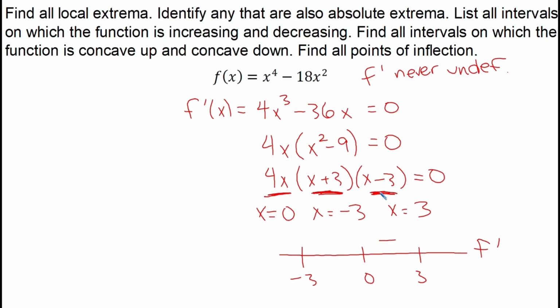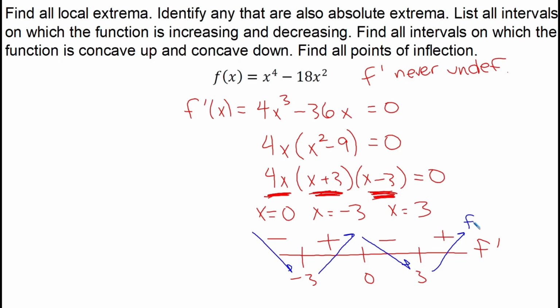If I plug something more than 3 in, like 1,000,000, I get 3 positives, right? All of those become positive. Something between 0 and negative 3, like negative 1, we get a negative for the 4x, but a positive for the x plus 3, and then another negative. So 2 negatives make a positive. And then something less than negative 3, like negative 1,000,000, they all become negative, and 3 negatives will be a negative. So we can see that our function decreases, increases, decreases, and then increases. That's what f is doing.